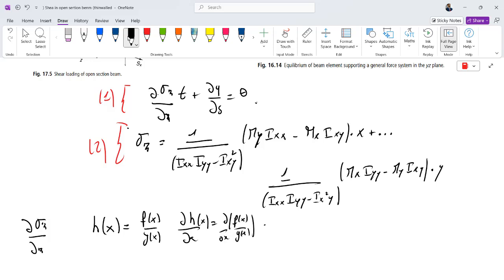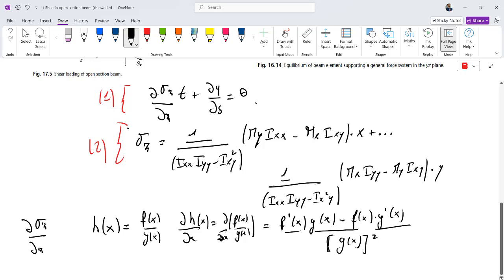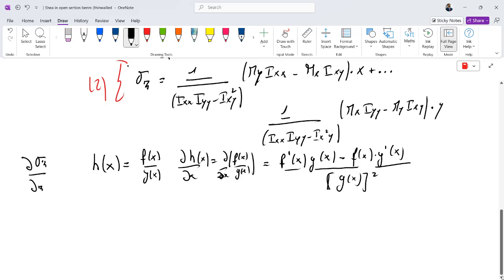Okay, so we have the first function f, the derivative of the first function f prime of x, times the second function, minus the function f(x) times the derivative of the g function g prime of x, divided by g(x) to the square power. So this is the general formula to derive the derivative of a ratio, because the sigma z is a ratio of functions. We have a quantity at the numerator that depends on z and another quantity that doesn't depend on z.